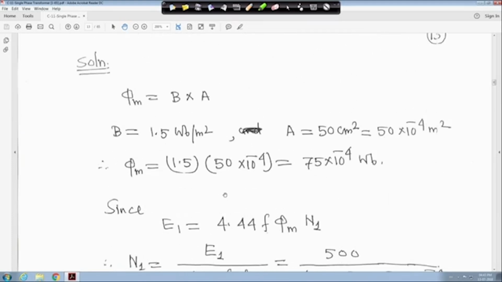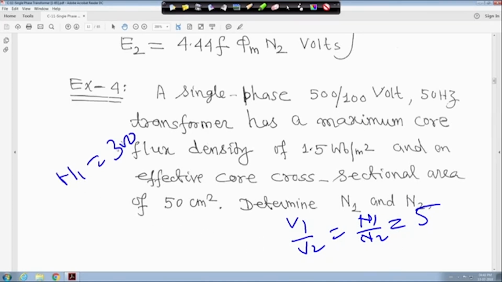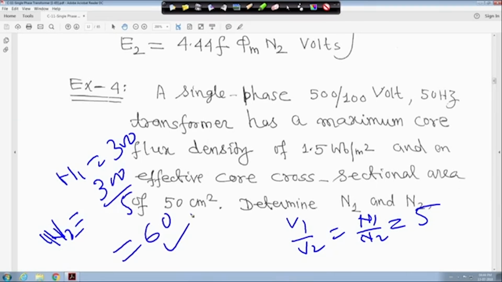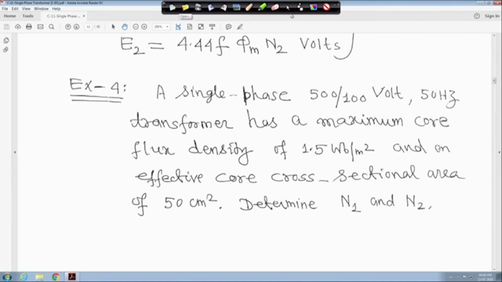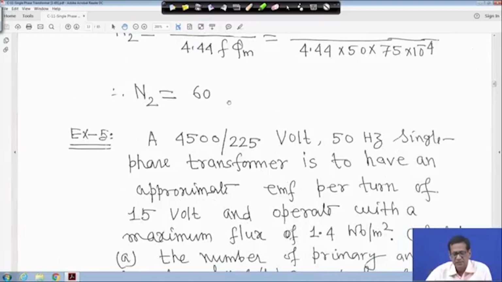Even without using this, if the voltage ratio is given, V1 upon V2 is equal to N1 upon N2, right, and this is given as 500 by 100, that will be 5. So, we got N1 as 300. Therefore, N2 is equal to 300 by 5. From here also you can get N2 is equal to 60, right. So, this is your N2 is equal to 60.